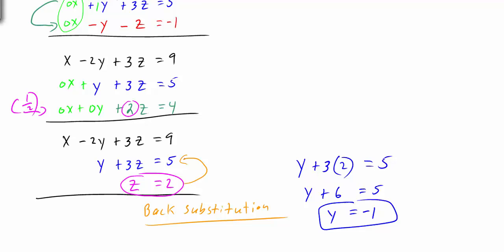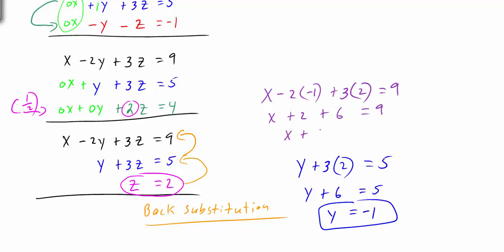And then we can go back to the first equation now, where we have x minus 2 times y, but now we know y is negative 1, plus 3 times z, but z is positive 2, and that's going to be equal to 9. So that means we would have x, negative 2 times negative 1 is a positive 2, 3 times 2 is 6, equals 9. So x plus 8 equals 9. So therefore, x is equal to positive 1.